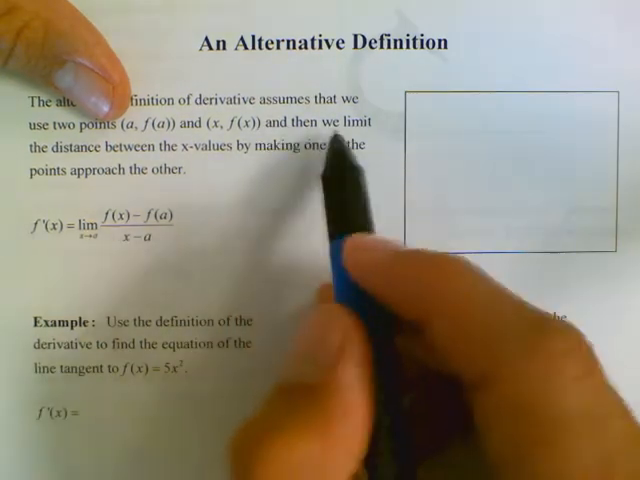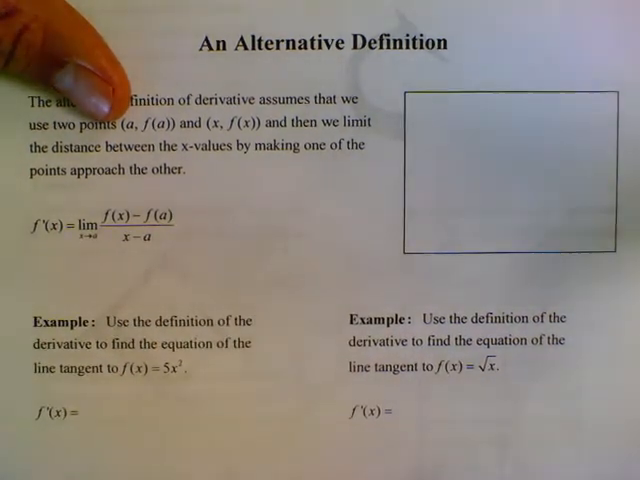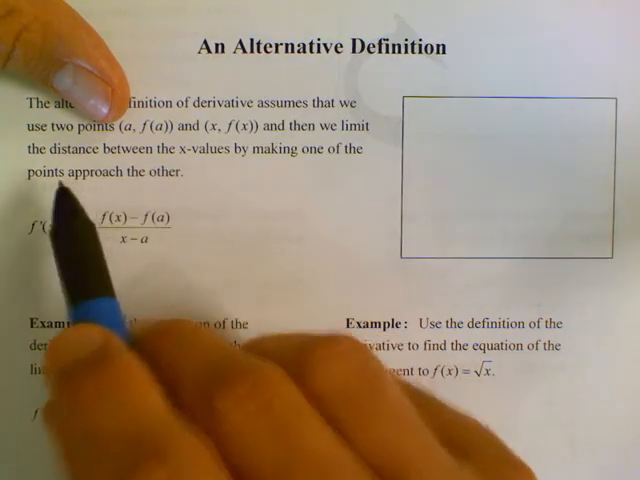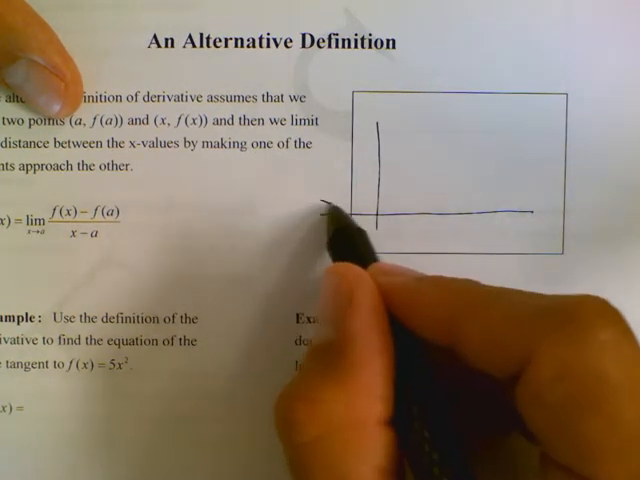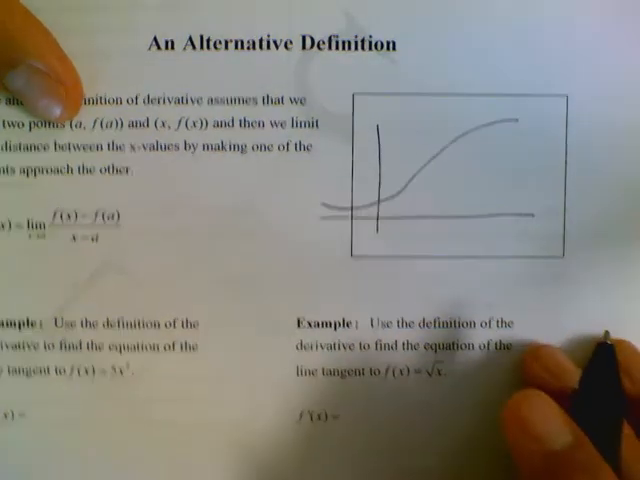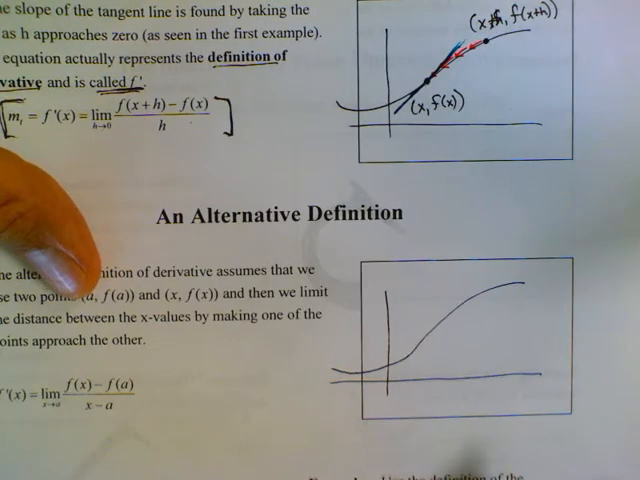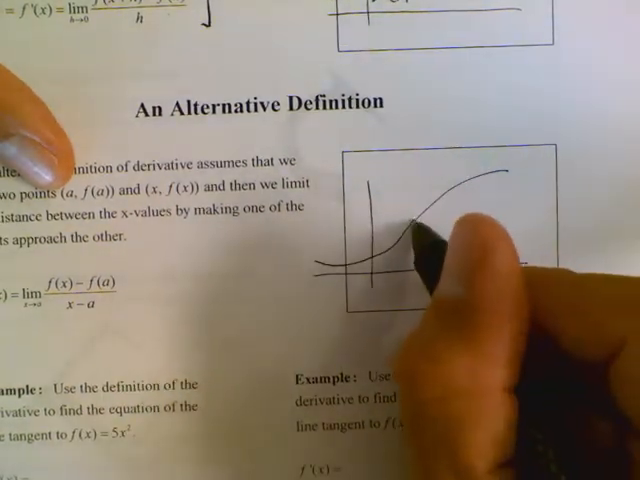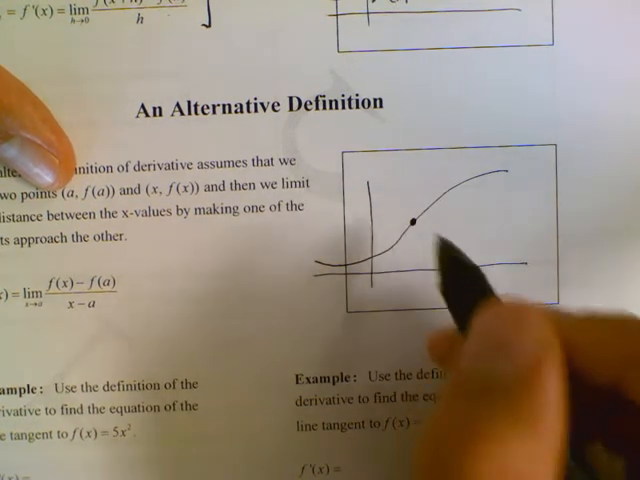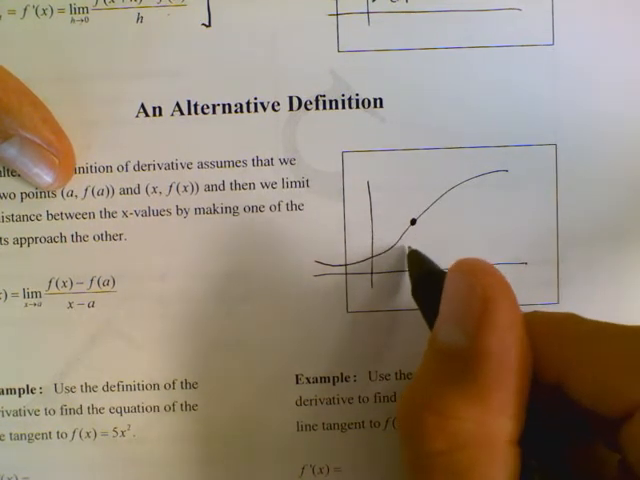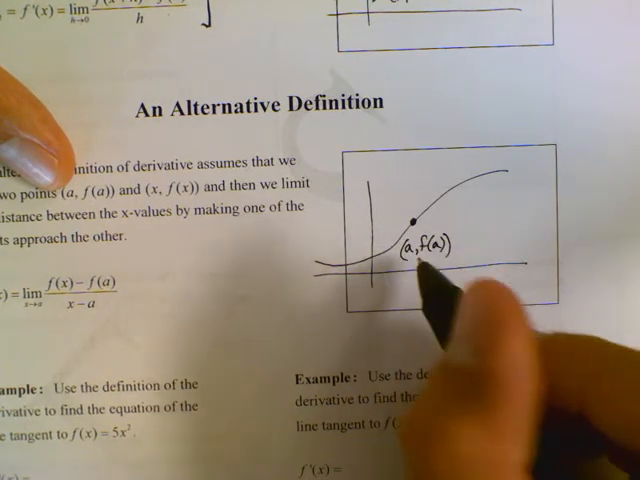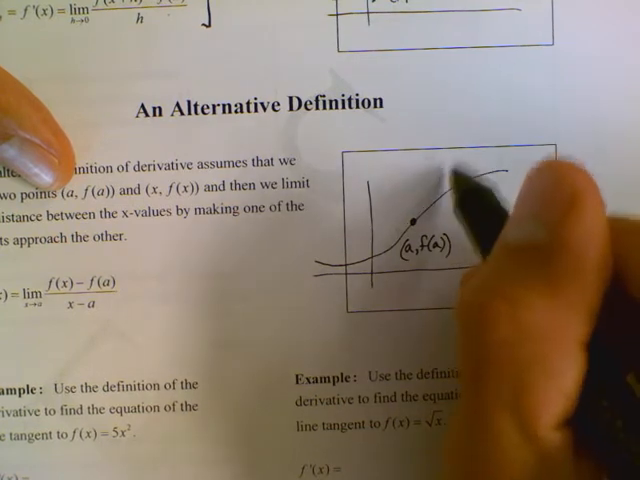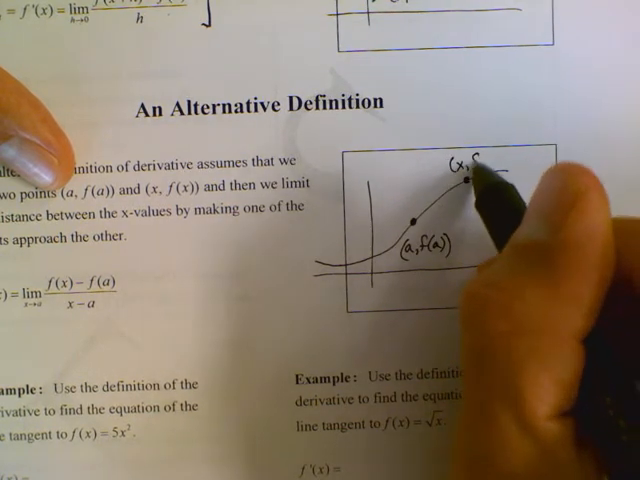Okay, and then we limit the distance between the x values by making one of the points approach the other. So let's do it this way. Let's draw a curve. It can kind of look like the same curve that we drew in the previous example if you saw that video. But this time what I'm going to do is write a, f of a as one of my points, and on the other one I'll write x, f of x.